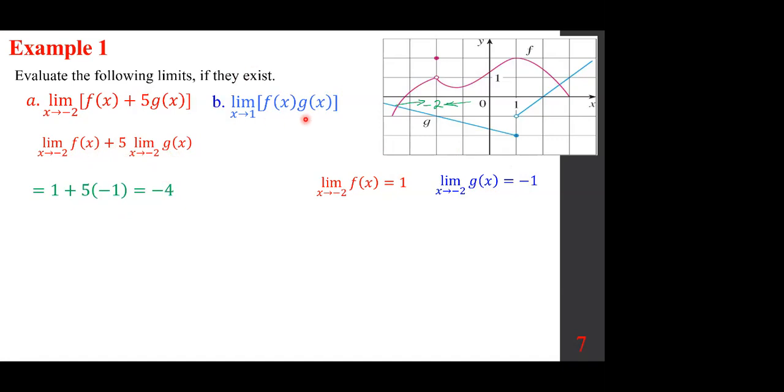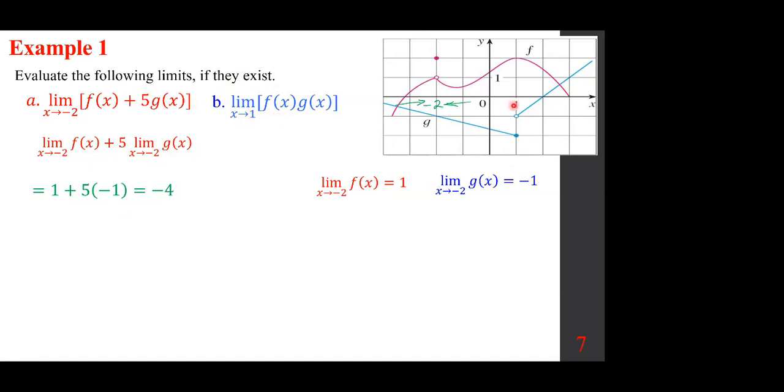Let's go to the second part. And to do the second part, you need to find, again, the limit individually. Okay. So let's just discuss the f of x. Okay. As x approaches 1.